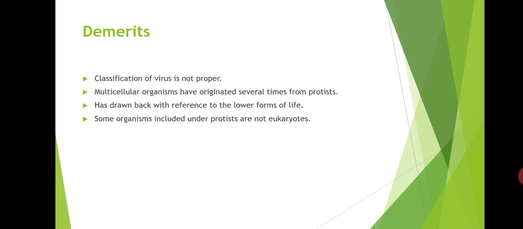And then the demerits. Although all the organisms are classified, the virus classification alone is not proper. Multicellular organisms have originated several times, for example from the protists, and that is also one of the drawbacks. It also has a drawback with reference to the lower forms of life, that is, smaller organisms. And some organisms included under Protista are not eukaryotes. This is also a demerit.